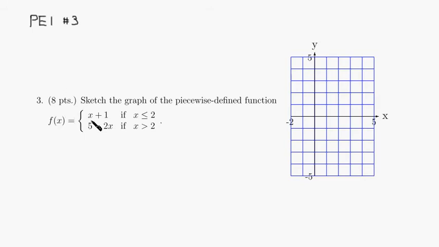So look at the top piece. The top one, the equation is basically y is equal to x plus 1. So you can see that this is just going to be a line, and the slope is 1. So this is our slope, I'm going to call it m, and the y-intercept is 1.